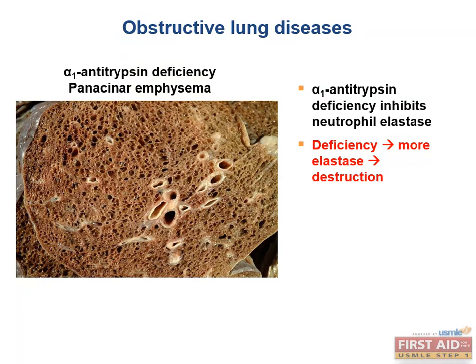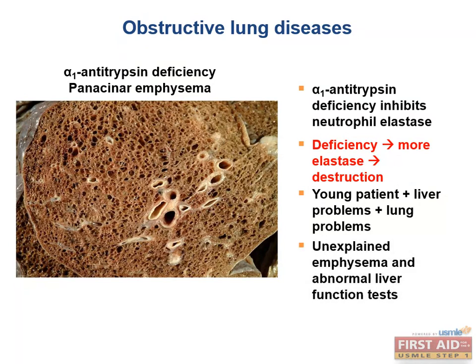Alpha-1 antitrypsin deficiency also causes liver cirrhosis, where the typical patient is younger and not a smoker. When should you think of alpha-1 antitrypsin deficiency? A young patient with liver and lung problems or unexplained emphysema with liver enzyme abnormalities. That being said, a patient with alpha-1 antitrypsin deficiency should still avoid smoking because it can worsen the panacinar emphysema.